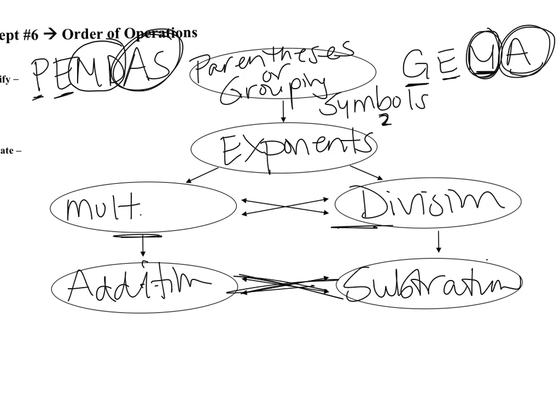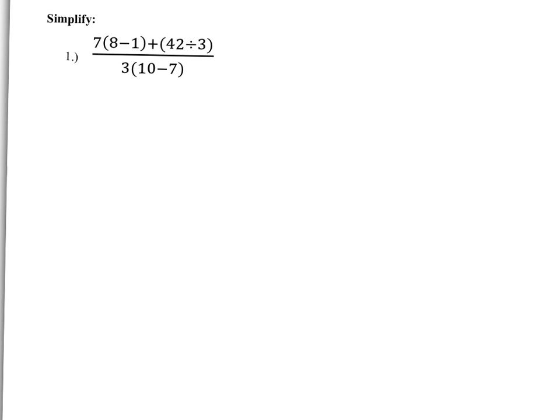So let's try a couple of these. All right, now I know you've done this before, but the problems now might start to look a little bit more complicated. So we're going to start first with parentheses and grouping symbols. If you look right here, we've got 3 sets of parentheses and then this grouping symbol right here.